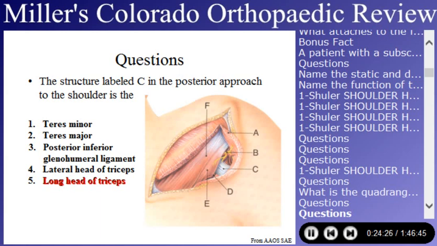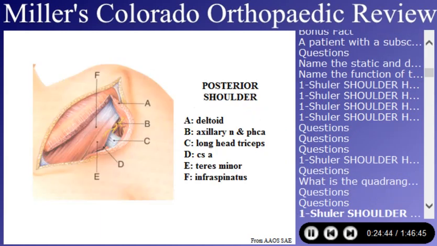Structure label C in the posterior approach to the shoulder is the what? It's the boundary of the quadrangular space. It's the medial boundary: long head of the triceps. And that's also on the second page of the diagram that was the extra handout. It's on that.